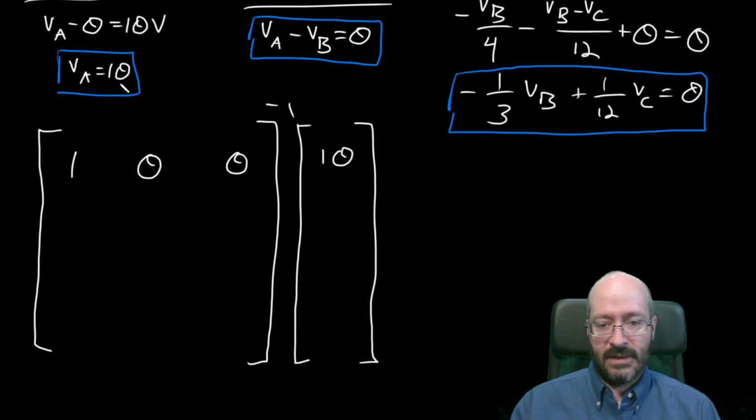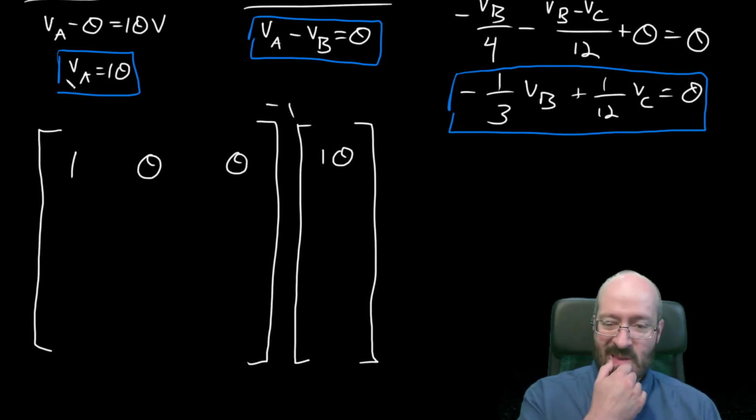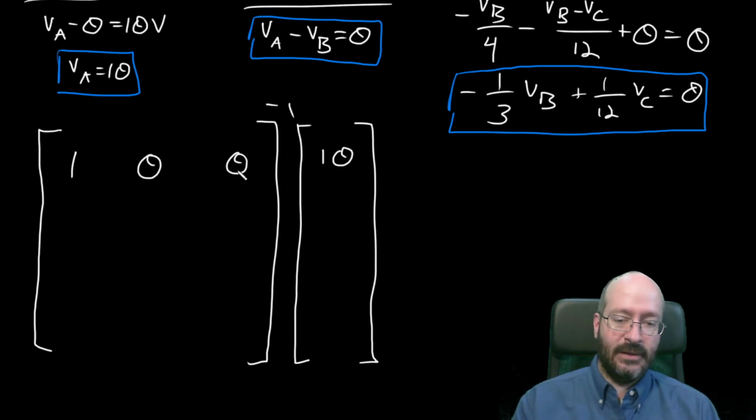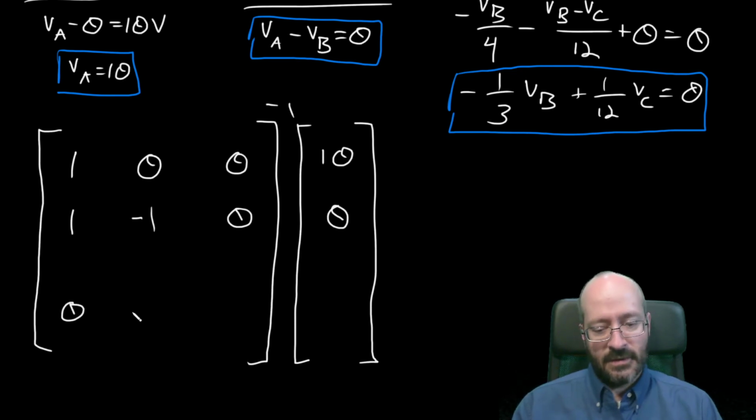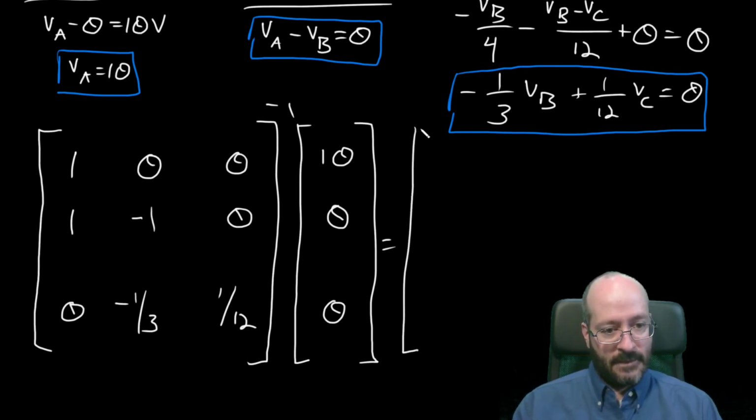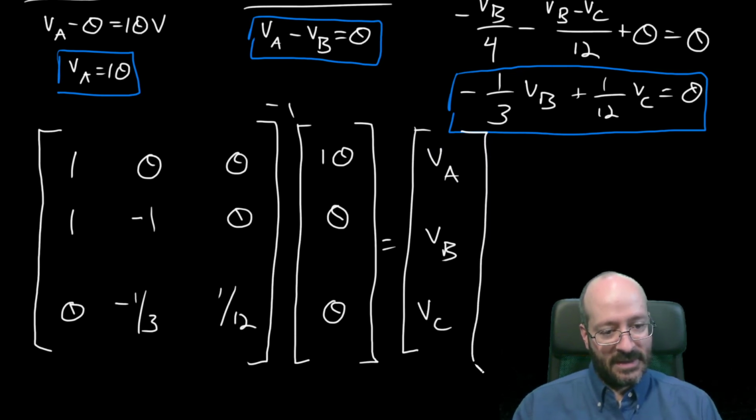Okay, so that's that first equation. Coefficient of VA is 1. There is no VB. There is no VC. Right-hand side is 10. Moving over to this one, coefficient of VA is 1. Coefficient of VB is negative 1. There is no VC. And the right-hand side is 0. Moving over to this one, coefficient of VA is 0. Coefficient of VB is negative 1/3. Coefficient of VC is 1/12. Right-hand side is 0. This is going to give me my vector of unknown node voltages, just like that.